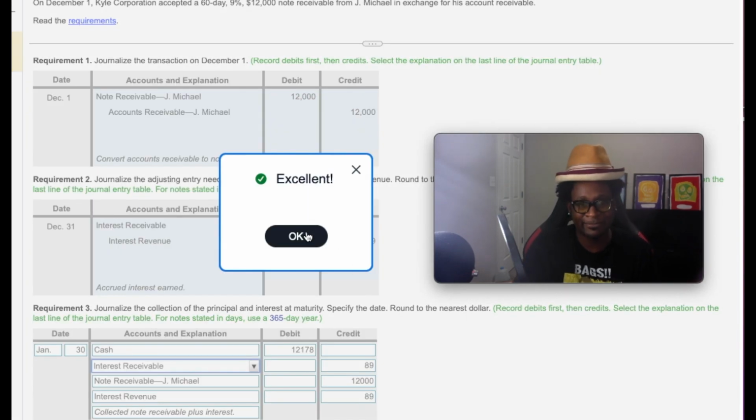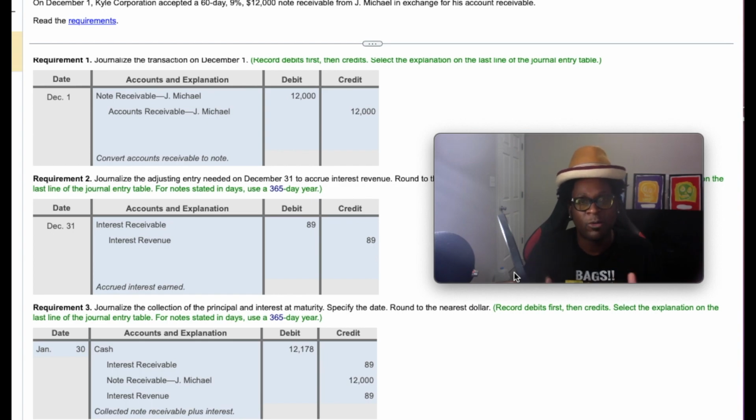Excellent job, gang. So there you have it, gang. A quick, easy illustration of how to properly record a note receivable, including the initiation of the note, the accrued interest, as well as the collection on that particular note.